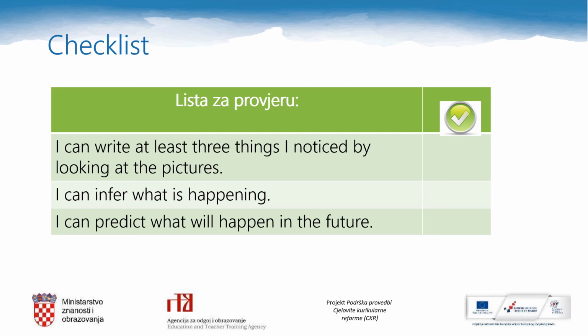Before you send in your answers to the teacher, please go through this checklist to make sure that you have done everything right. So make sure that you can write at least 3 things you noticed by looking at the pictures, that you can infer what is happening, and that you can predict what will happen in the future.